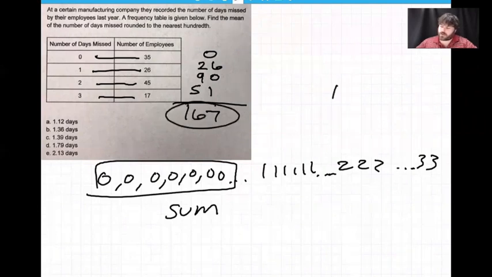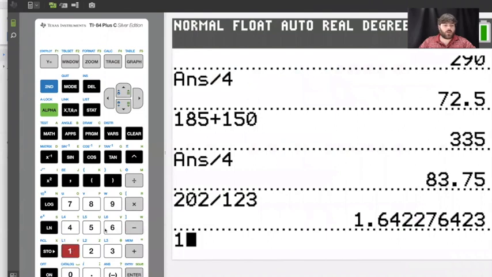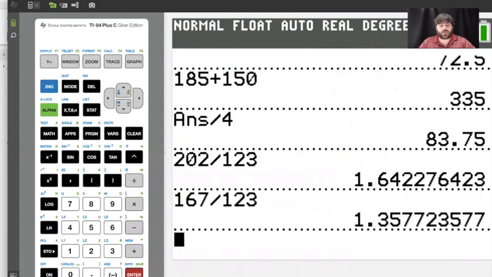So that's my sum. So 167 divided by n, the number of data points. So how many zeros were there? Well, it was 35. How many ones? There was 26, 45 twos, and 17 threes. So basically, I add up that vertical column. If I add that together, I will get, let's see, 23, carry the 2, 4, 7, 8, 12, 123. So there's 123 data points that added up to 167. So pretty simple division here. 167 divided by 123. That's going to give me 1.357.